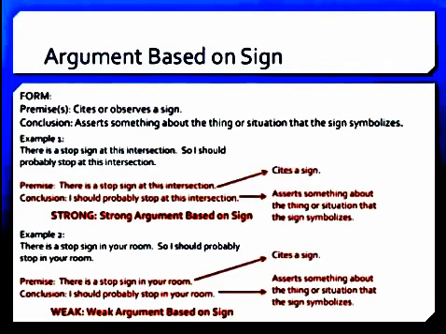Now for both of these arguments, the strong argument based on sign and the weak argument based on sign, the name of the argument actually doesn't change based on the quality of its reasoning. So both the strong argument based on sign and the weak argument based on sign are referred to as arguments based on sign. So we would indicate the difference between the strong and the weak one by noting the quality of the reasoning in the name. We refer to the strong argument based on sign as the strong argument based on sign, and the weak argument based on sign as the weak argument based on sign.